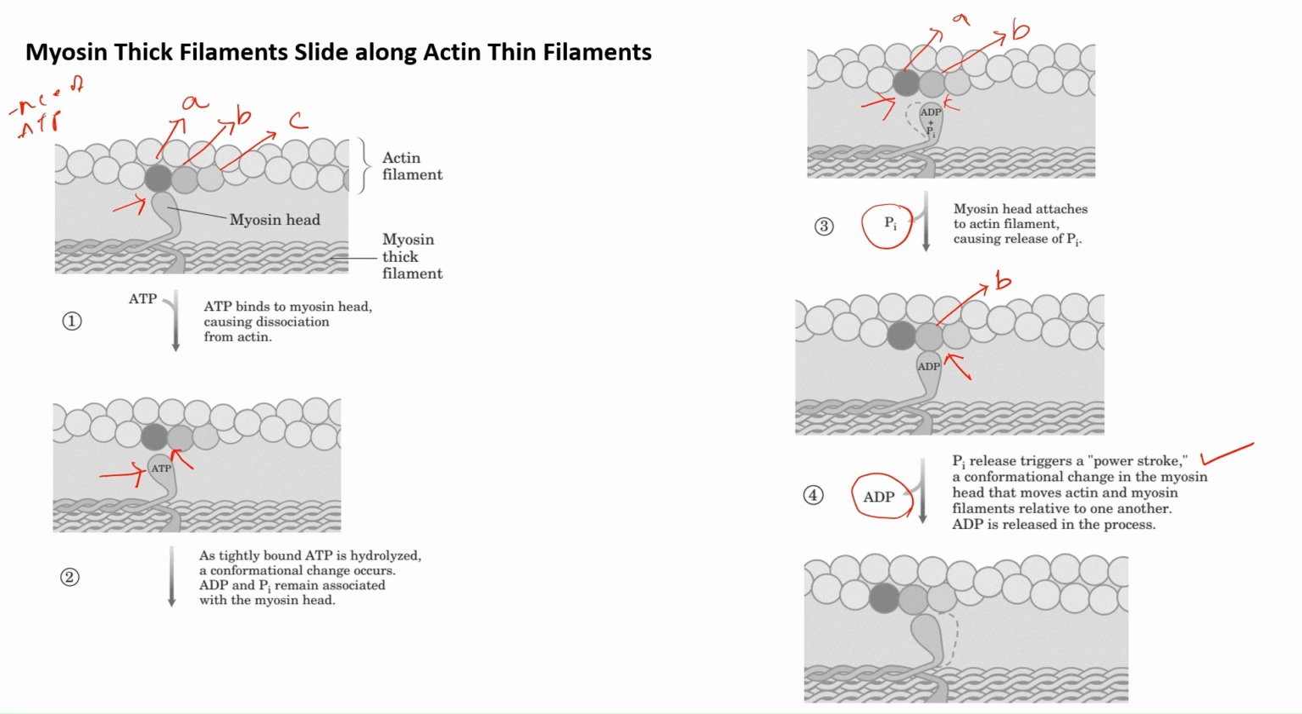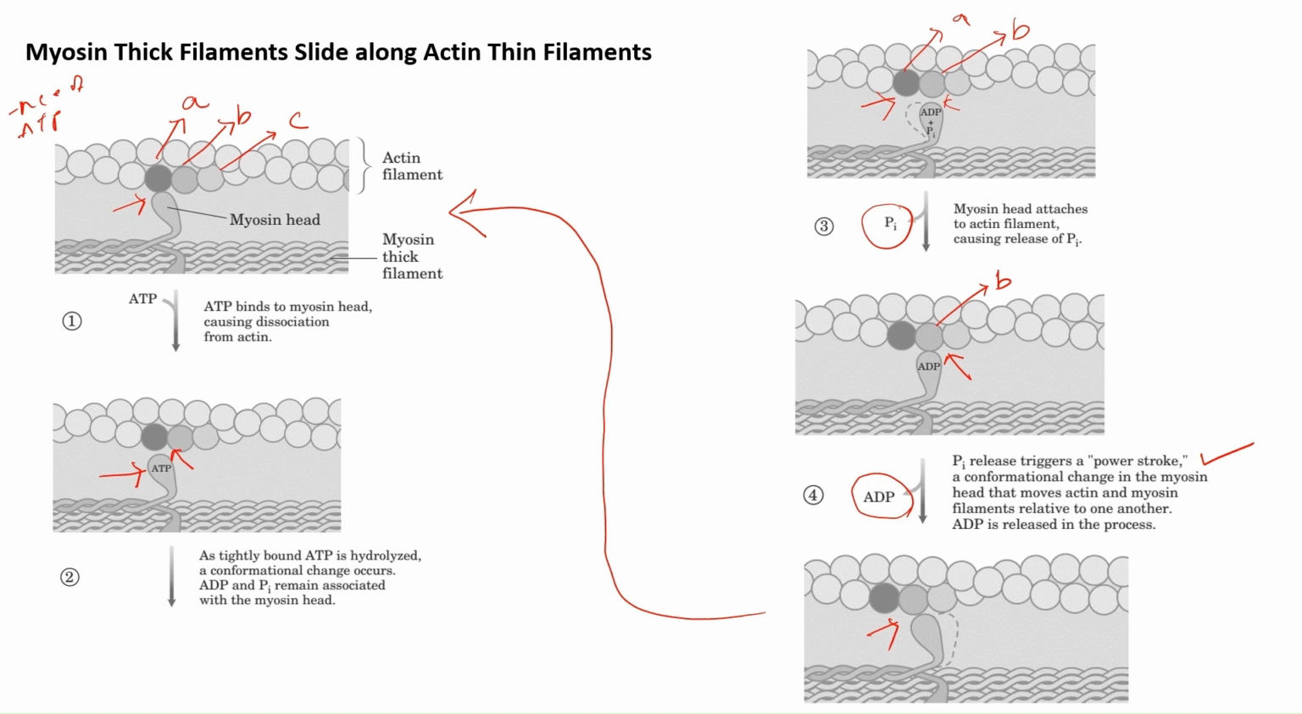Now the myosin head returns to its original resting state. So this is how the contraction happens. The myosin will slide past the actin molecule. Now this step will again get repeated, and that's how the contraction proceeds. That means sliding of thick filament along thin filament.